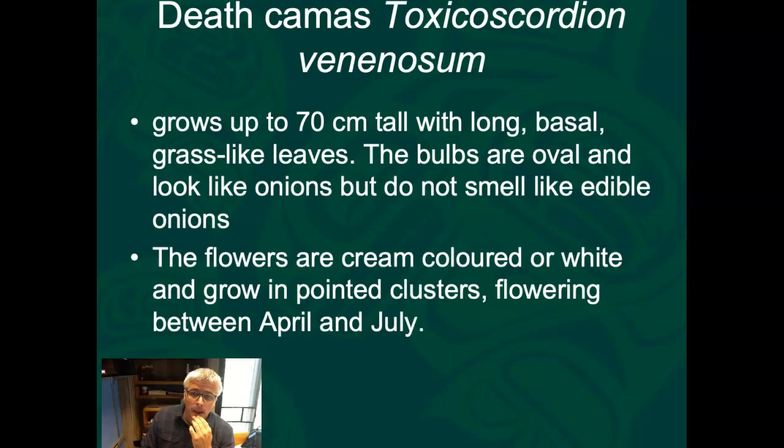And so death camas grows about 70 centimeters tall. The bulbs look a lot like onions, which is kind of what camas looks like too. But the flowers are cream colored, and they grow in those clusters. And they tend to flower about the same time, April and May, and so that's why when you go out to harvest camas, it's important to go out during the flowering season so you can differentiate between death camas and real camas, because after the flowering's done, the bulbs look more or less similar.